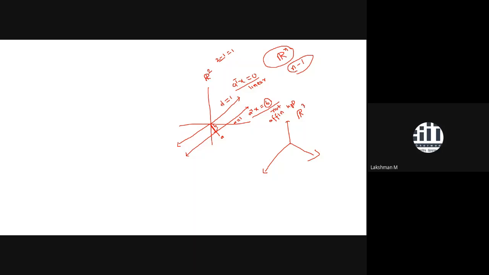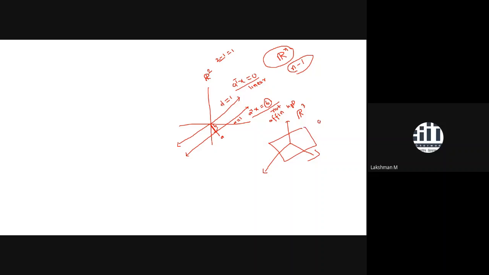If that plane is passing through the origin, then we call it a linear hyperplane. If it is not passing through the origin, then we call it affine. So affine and linear come from whether it is passing through the origin or not. That is the criteria. Okay, I think it might be clear. So this is the hyperplane in R3.